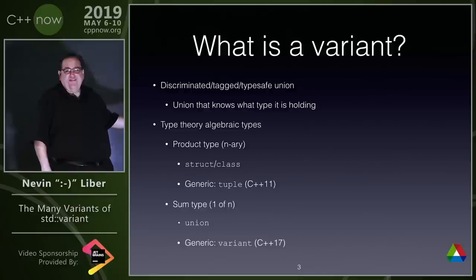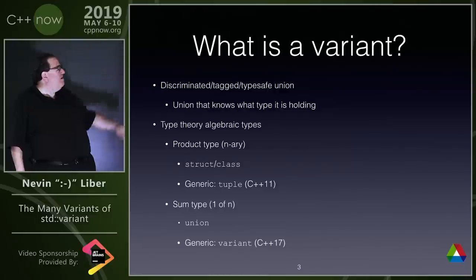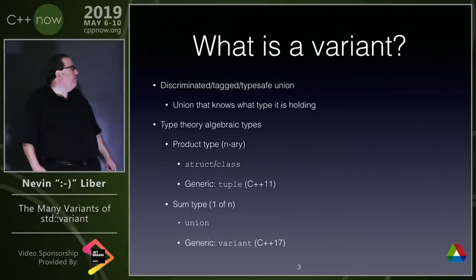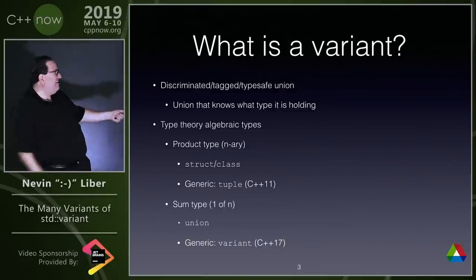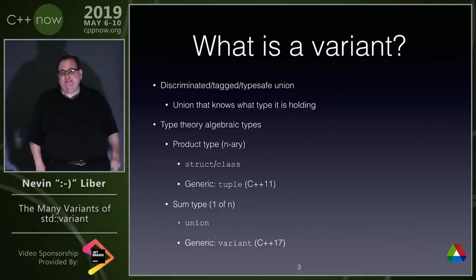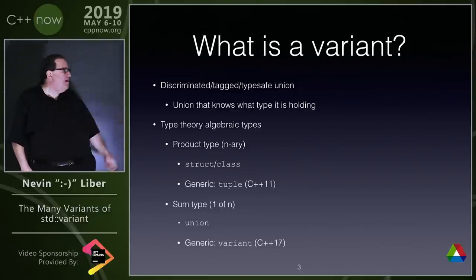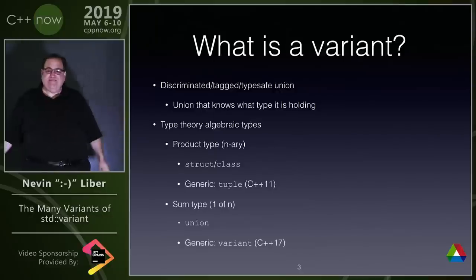So what is a variant? If you haven't figured that out by now this week, it's a discriminated union that knows what type it's holding. And this is about all I know about type theory. So on this slide, there's product types, there's structs and classes. A generic version is standard tuple. Then sum types, unions, and variant, and maybe someday language variant.